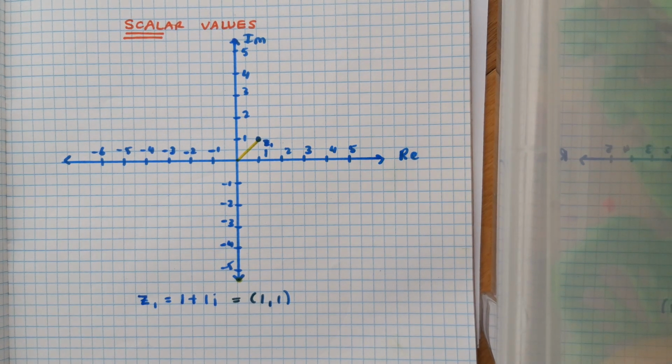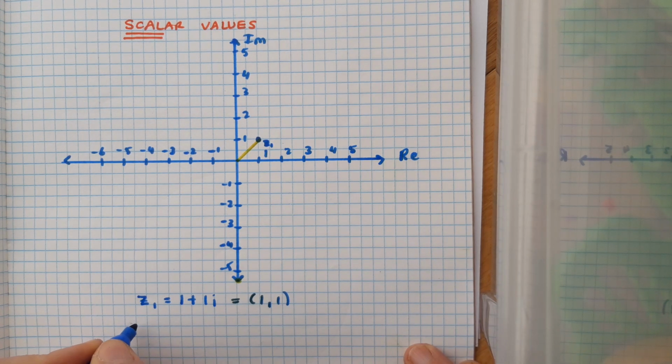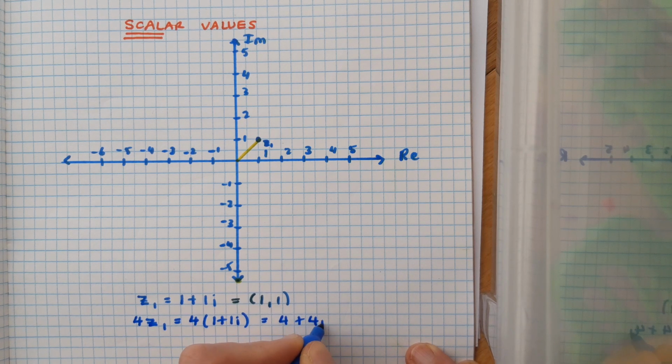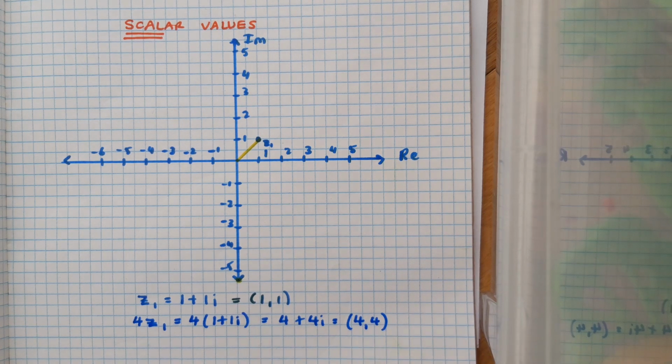And now I want to multiply z1 by a scalar, so by a real number. So I'm going to say, for example, that I want to find 4 times z1. Well, if I was to do this algebraically, I'd simply multiply z1 by 4, and that would give me 4 plus 4i, or the point (4, 4). I can mark this on my Argand diagram also. So there it is, 4z1.